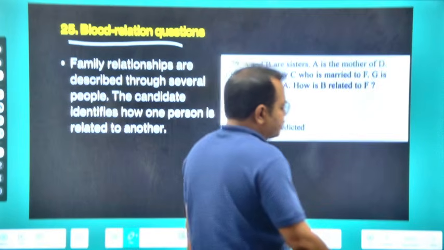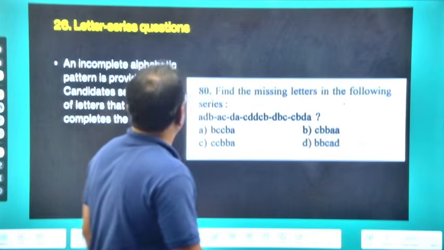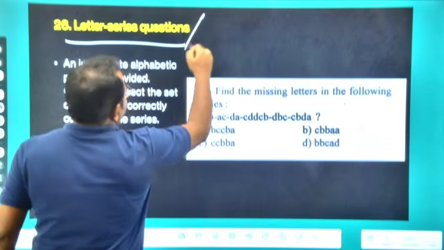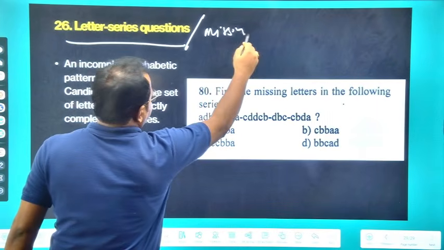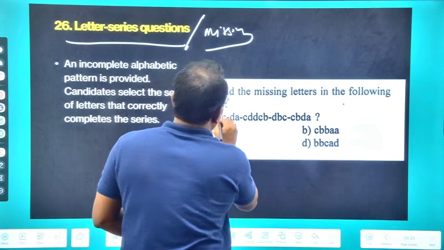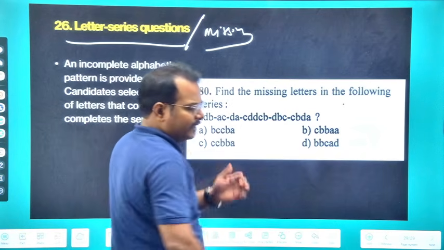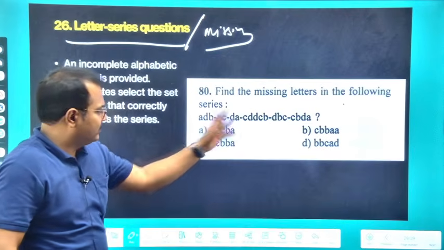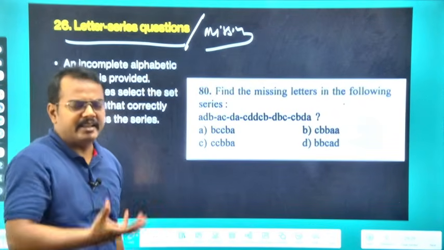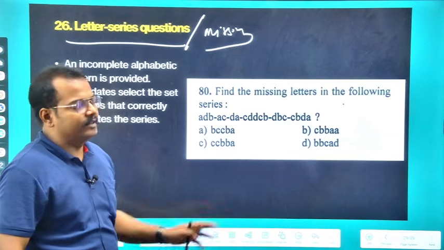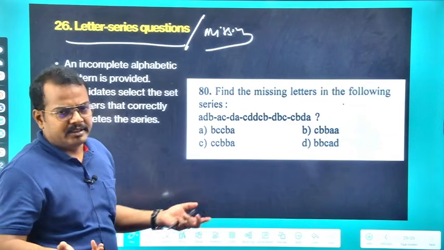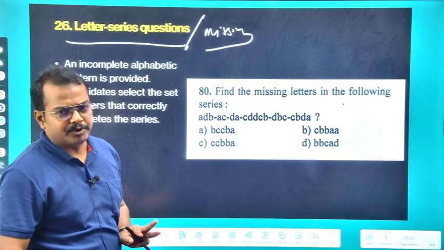And then there is question number 80. It is also a missing type question, a letter series question, but a letter will be missing here. This is a series in which some letters are missing, and you have to find them. There are various tricks, and with the help of a trick or in a layman style, manually you can solve it. Even if you do not know the trick, you can still solve these types of questions.